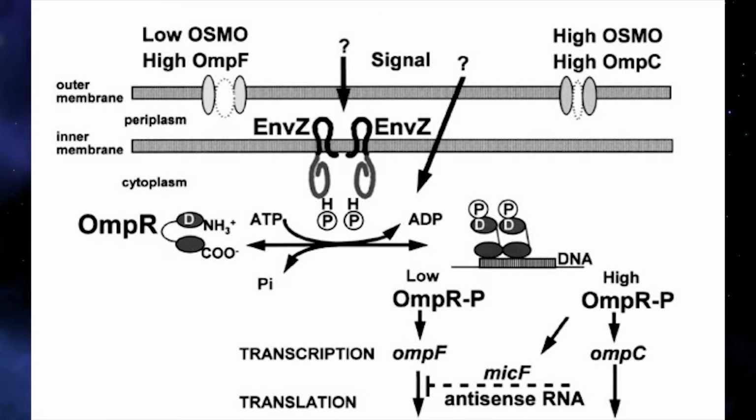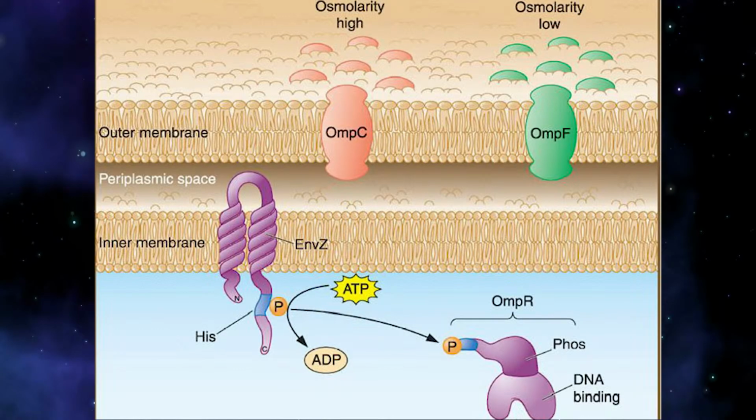Now, going back to our two-component signal transduction, when it comes to porin regulation in E. coli, the sensor kinase is called EnvZ while the response regulator is called OmpR. Thus, one can say that OmpR can be phosphorylated and unphosphorylated. When there is a high osmolarity outside the cell, the level of phosphorylated OmpR increases, while when there is a low osmolarity outside the cell, the level of phosphorylated OmpR decreases, and this has a significant impact on what size of porin diameter will be expressed.